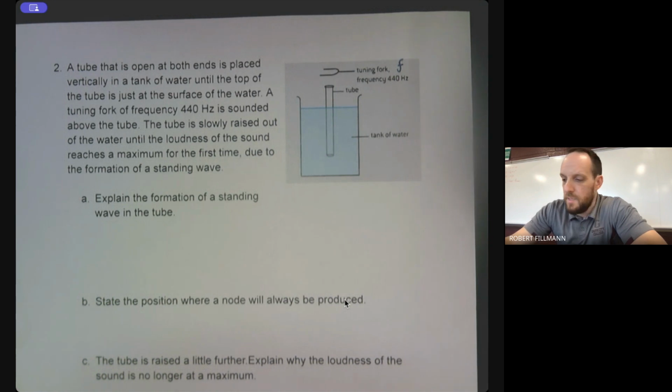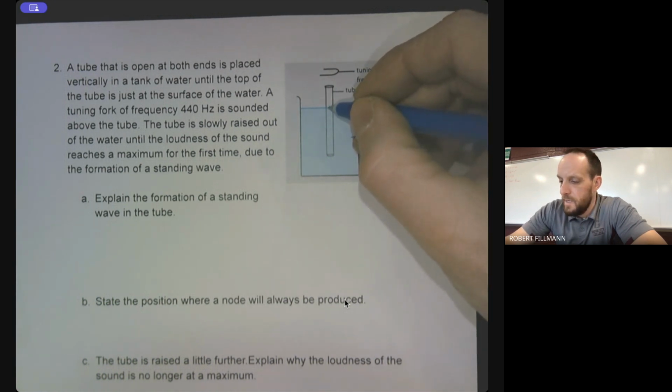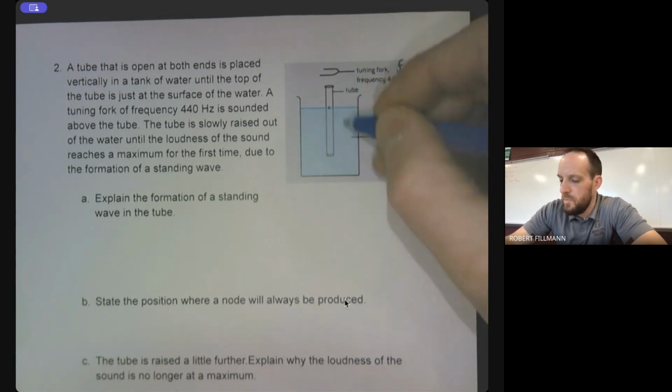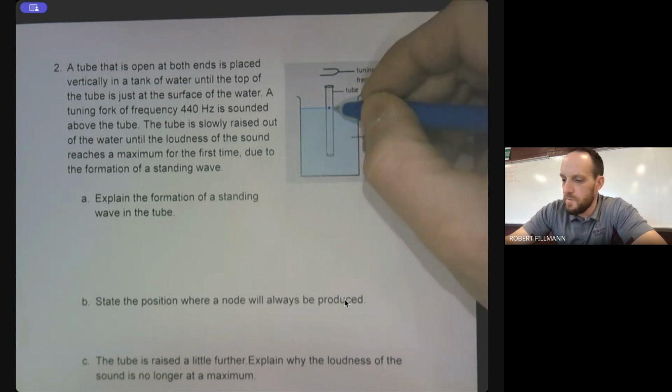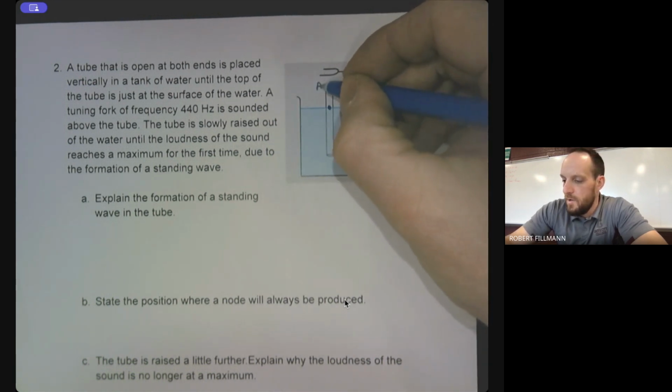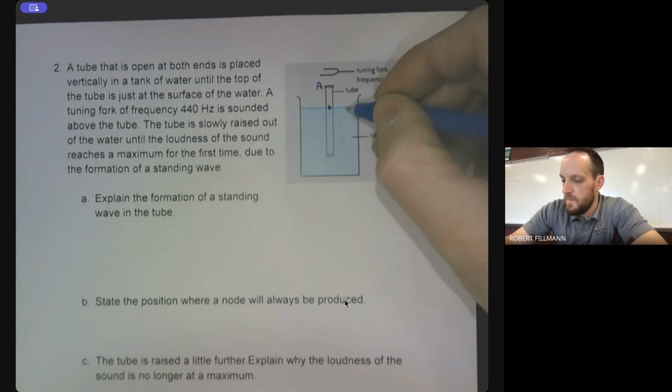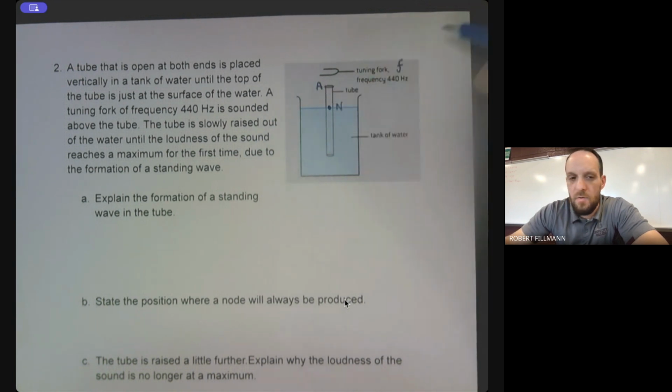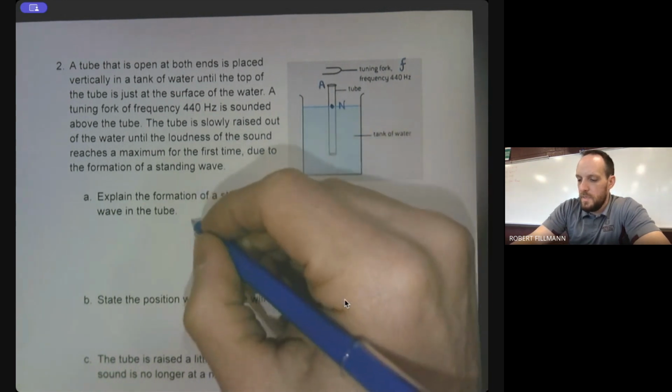What's interesting about the standing wave pattern here is at the surface of the water, even though the tube's open at both ends, the water actually forms a boundary. So this is going to act like a closed pipe at the water and an open pipe at the top. So we're going to have an antinode, if it's a standing wave, at the top, and then a node at the place where the water meets as those waves come in. Okay. So how is a standing wave formed?